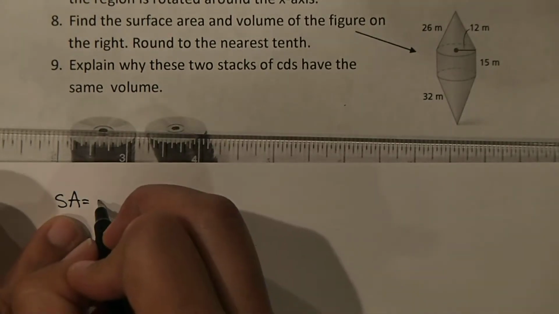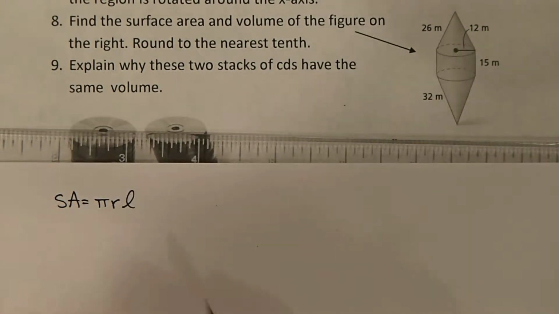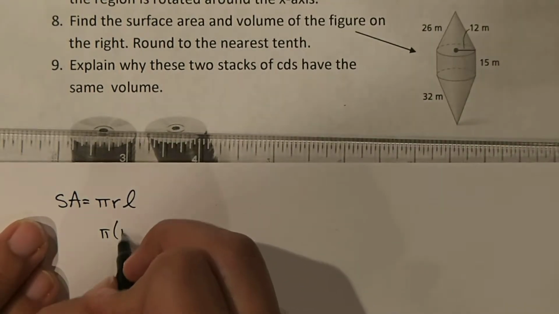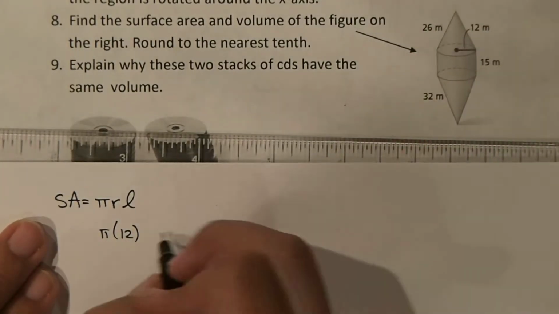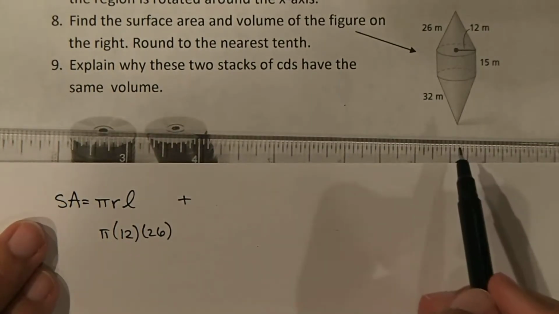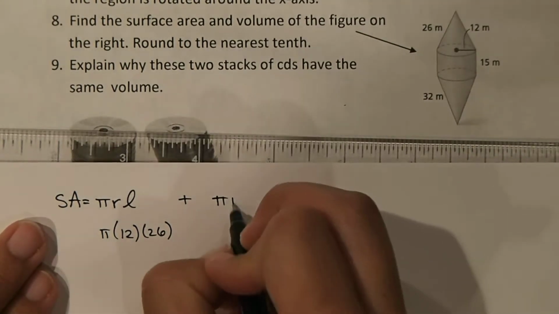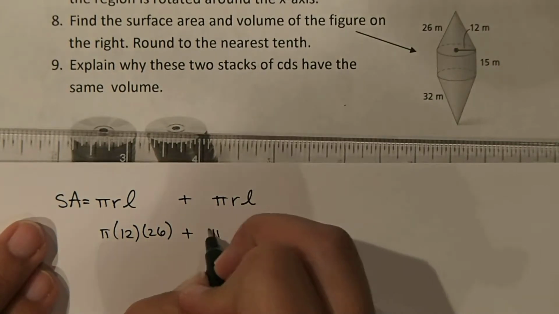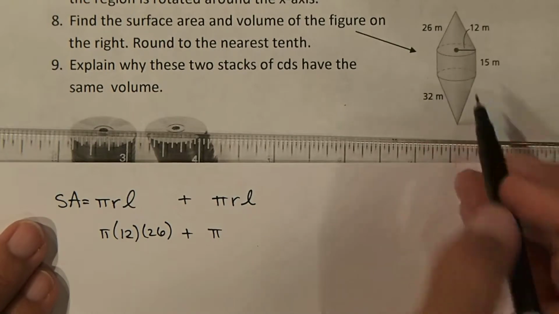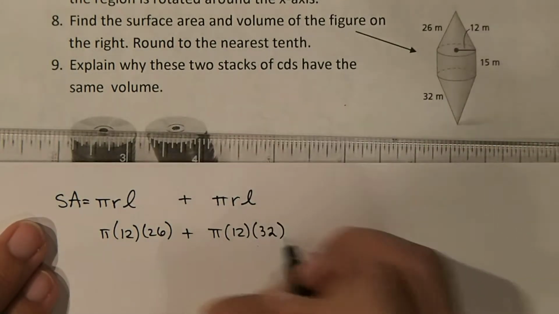For a cone, the surface area is pi r slant height. So this is going to be pi, the radius we can see is 12, slant height is 26. Now let's find the other cone down here, which is going to be another pi r l. So pi, our radius is again 12, nothing's changed, it's still all centered around the cylinder here with a radius of 12. The slant height here is 32.